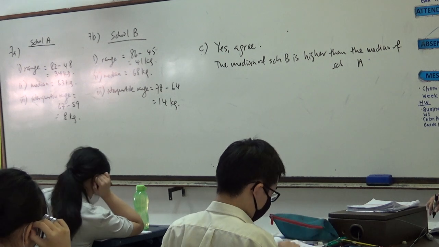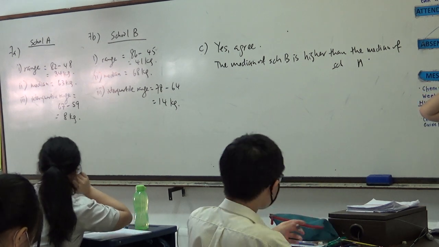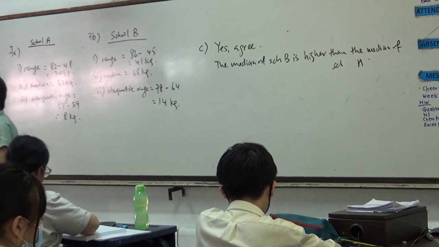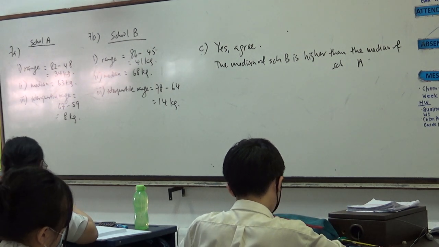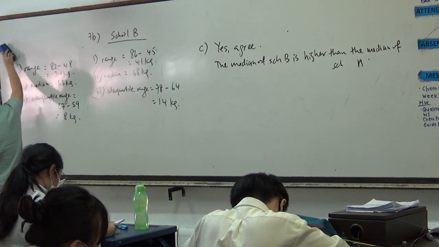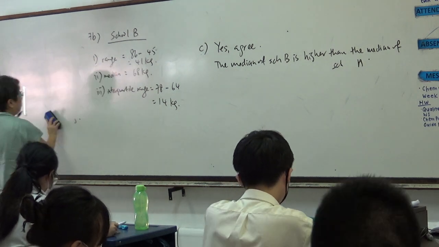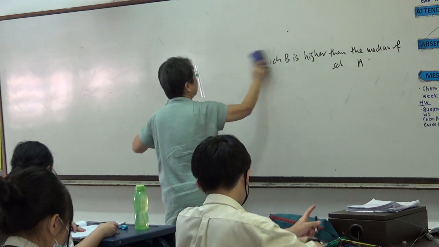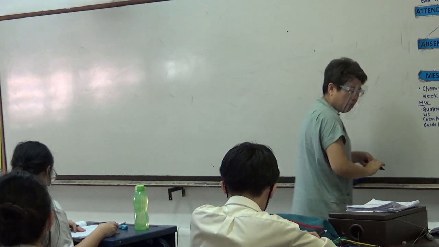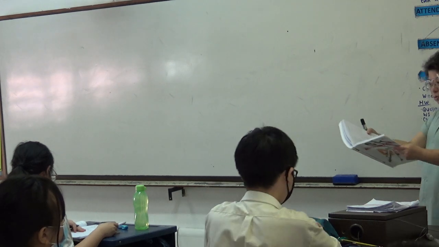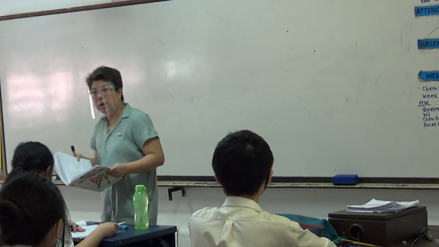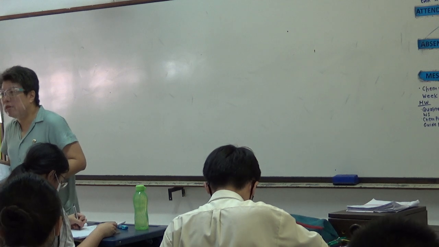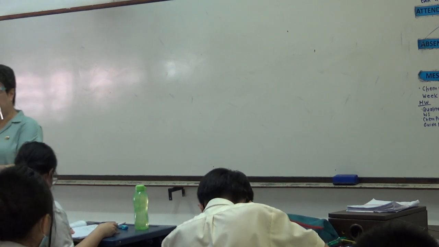Question number 9. Hold on, we look at question number 9. Aha, it's a long one. They give you a cumulative frequency curve and they give you a box whisker. You must compare. Got it? Okay, so let's take a look at that. I'm just going to tell you, then after that I give you the two questions you do. But just now, do you understand what I talked about, school A, school B? Okay, good. Now, let's look at question 9.